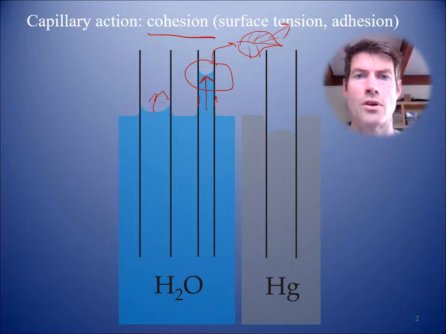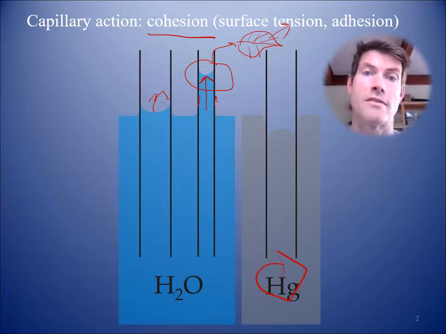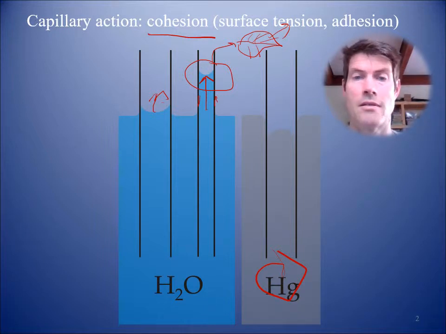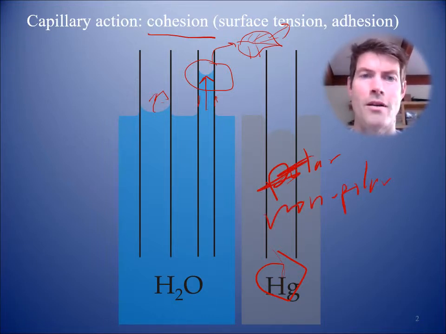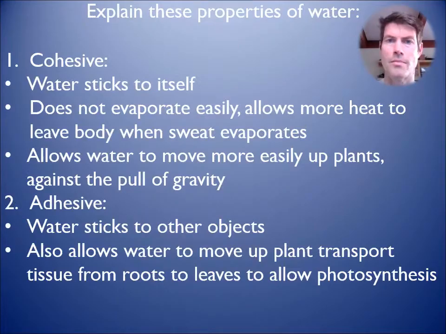And you see in mercury over here, you actually have the opposite effect. It doesn't want to, it's actually non-polar. And water being polar, it has that uneven charge and it can grip and hold on to stuff.